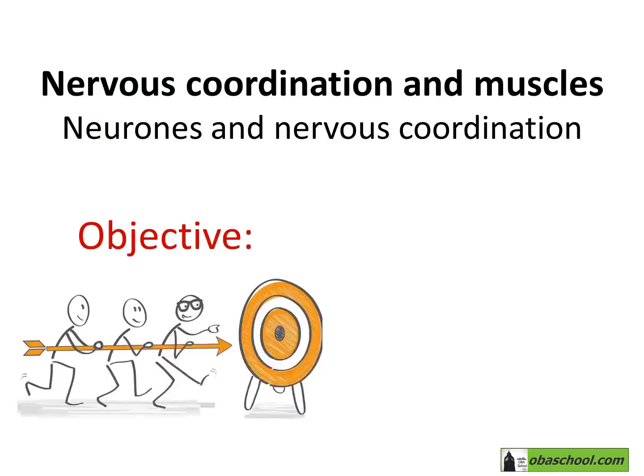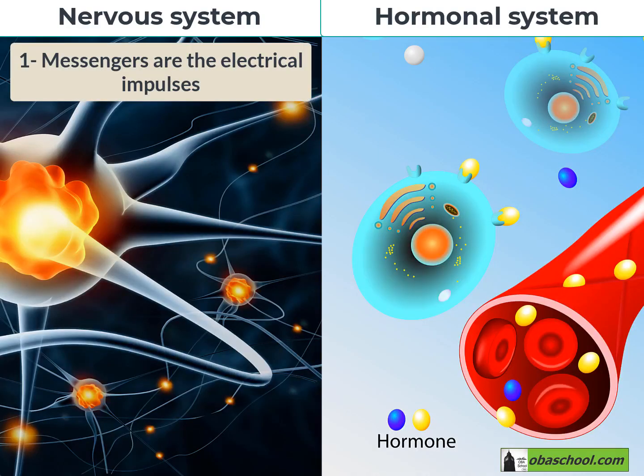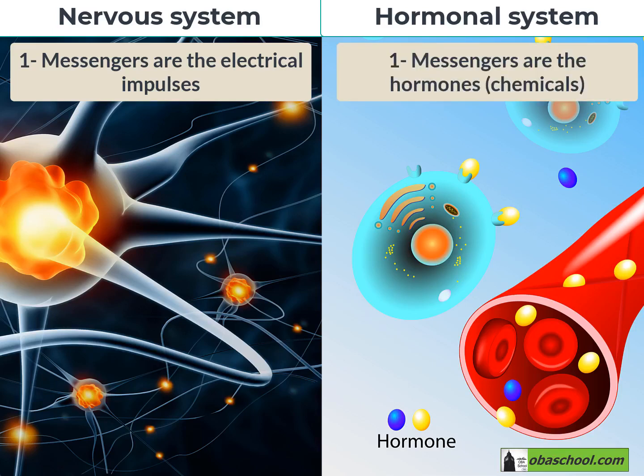This is why the main objective of this video is to distinguish between the nervous and hormonal coordination. The messengers in the nervous system are the electrical impulses. On the other hand, the chemical messengers in the hormonal systems are the hormones or the chemicals.